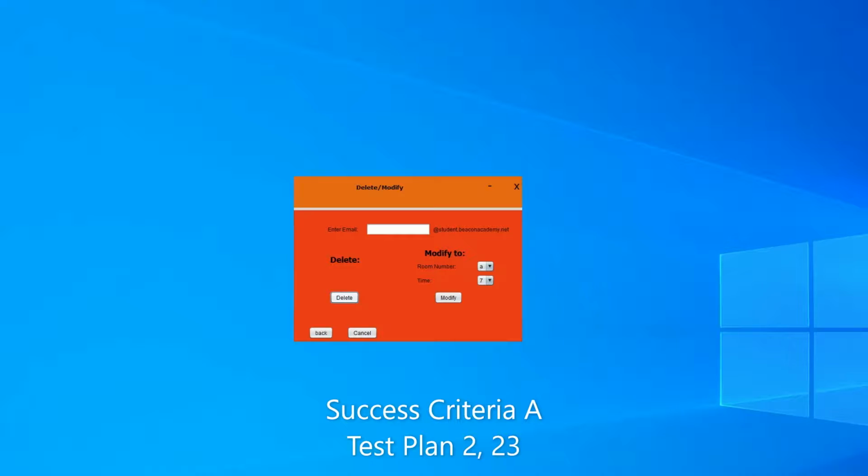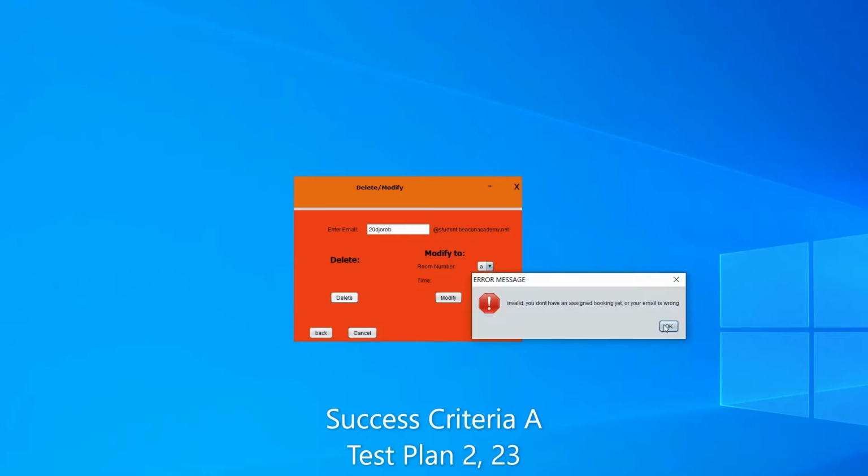This function centers around the email of the user rather than a name, as it is a unique form of identification. If we put an email that does not have any relation with the reservation, such as 20 Joe Rao, an error message will be displayed.